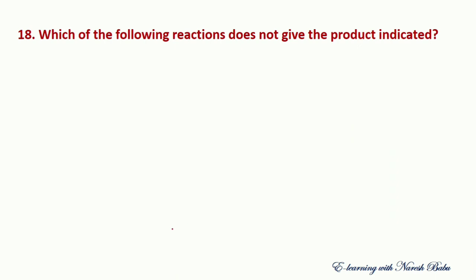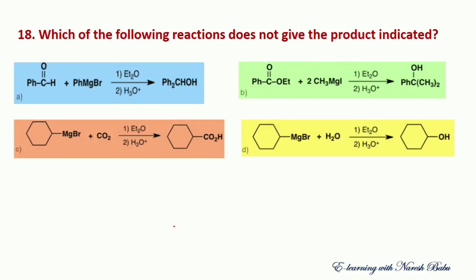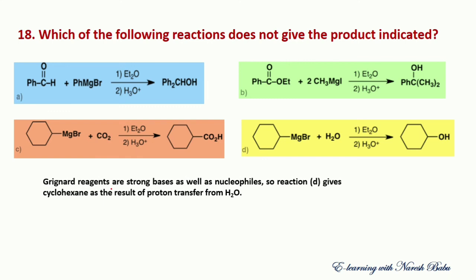Which of the following reactions does not give the product indicated? So which is not giving the product among these examples? These are all Grignard reactions only. If you see clearly, Grignard reagents are strong bases. All these Grignard reagents are strong bases as well as nucleophiles.